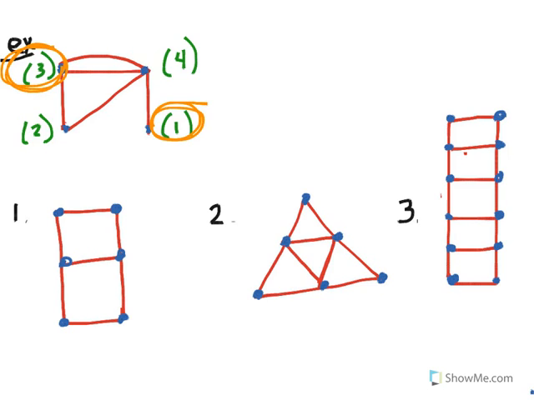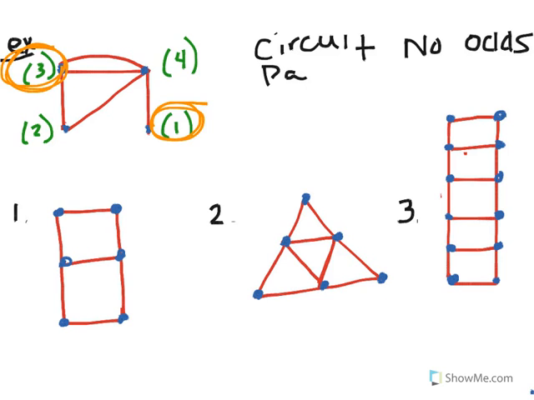Remember, for an Euler circuit, there must be no odds. For an Euler path, we can have 2 or less odds, and it will still be possible. If we have more than 2 odds, neither a circuit nor a path is possible.